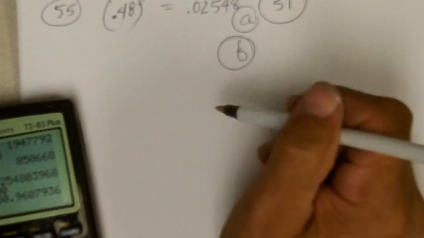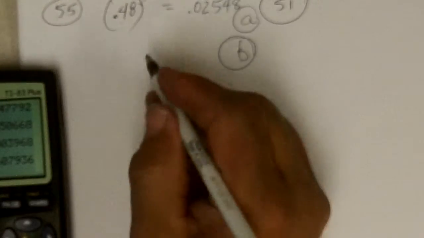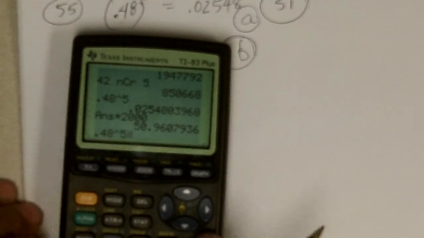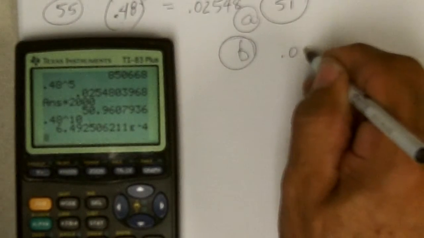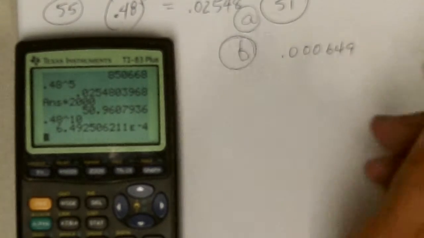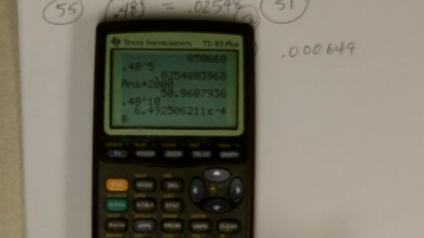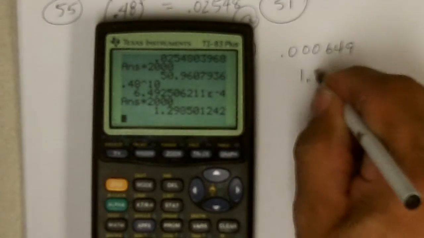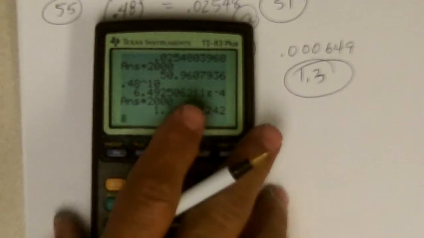B says, assuming everyone plays exactly 10 games, what's the probability of one person winning 10 games in a row? So 0.48 to the 10th is 0.000649. That's the probability of one person winning 10 in a row. Out of 2,000, we take that times 2,000, and that means roughly 1.3 people out of 2,000 should get 10 in a row.